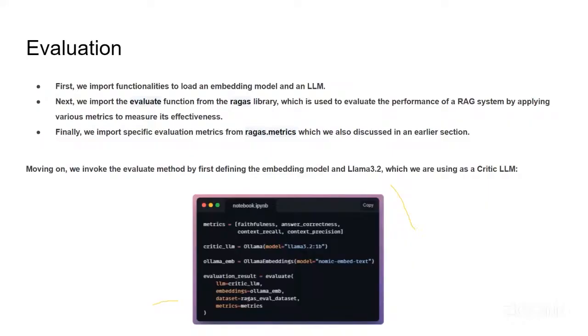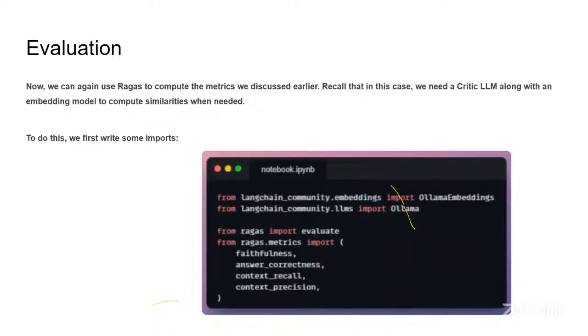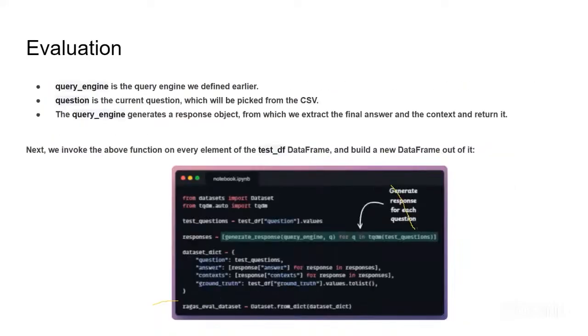Finally, we are passing all of this information into the Ragas framework by calling the evaluate function to take the LLM, which is critic_llm, the embeddings, which is the ollama_emb, and the dataset, which is the ragas_eval_dataset, the one which is over here.